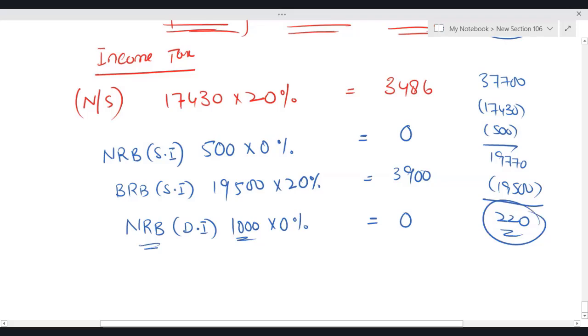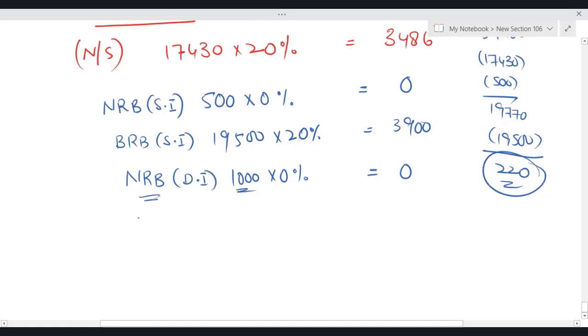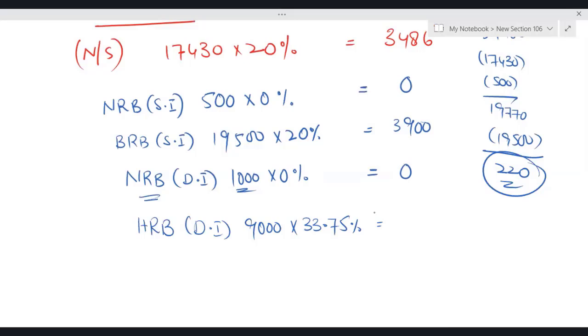Now, whatever dividend income is left falls in the high rate band. And when dividend income falls in the high rate band, the applicable tax rate is 33.75%. High rate band dividend income is 9,000. So 9,000 into 33.75%, I'm getting 3,037.5. So make it 3,038.